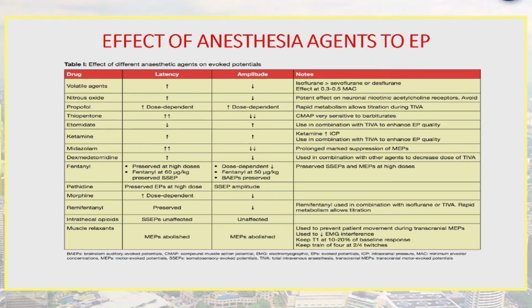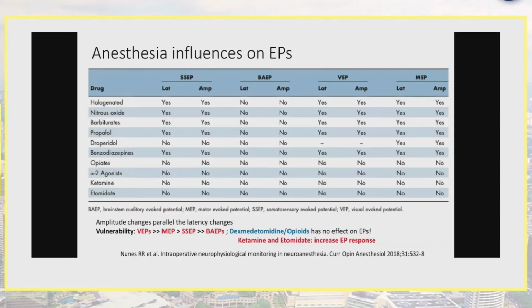For muscle relaxation, it is a no for motor evoked potential if possible, unless there is an indication. Even if there is an indication, we only try to use it in a normal patient rather than a patient who has a neuromuscular problem, and only in the beginning. And we need to monitor the T1 and keep it at 5 to 20%, or keep it at 2 or 4 twitches on train of four.